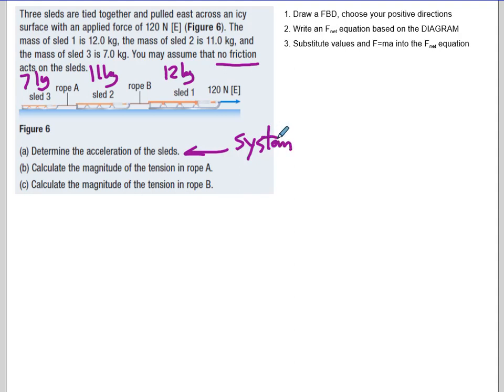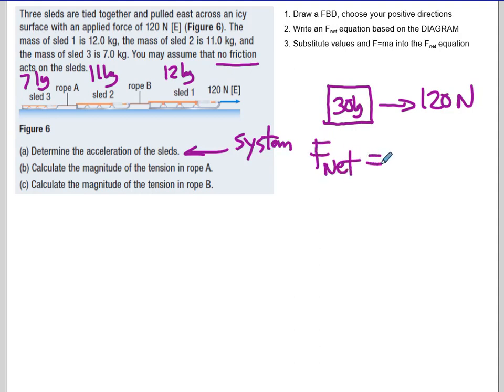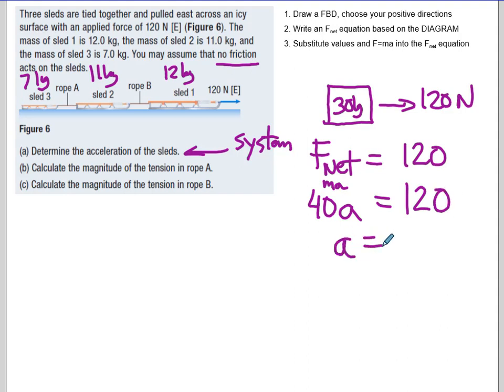So what I'm going to do is I'm going to model this. I'm going to add up the 12, the 11, and the 7, and I'm going to say I have one giant sled that is 30 kilograms, and it has 120 Newton force acting on it. So if I go through my success criteria, I write my FNet statement. FNet equals the applied force of 120, my mass, so remember FNet is the same as MA. My mass is 40, I don't know the acceleration, the unbalanced force is 120, therefore the acceleration of the system is 3 meters per second squared.